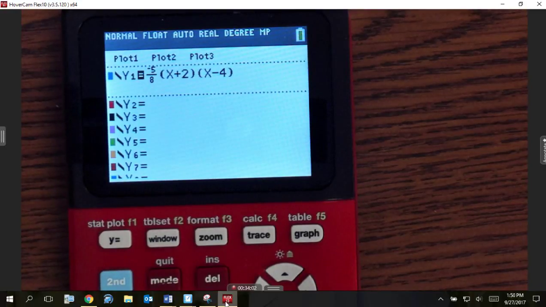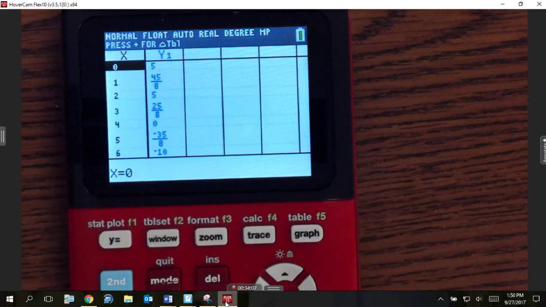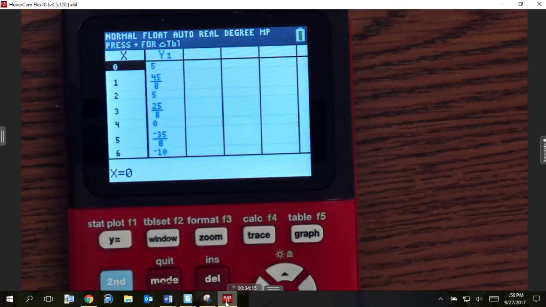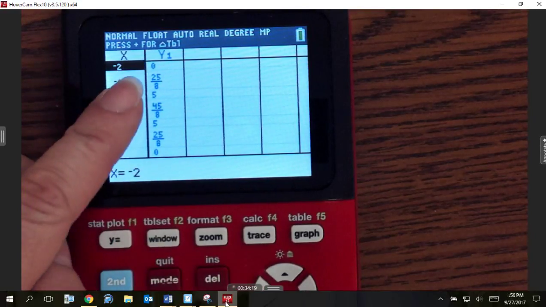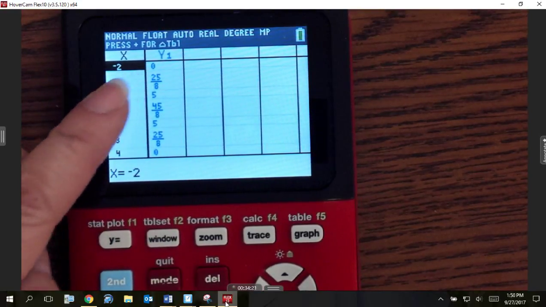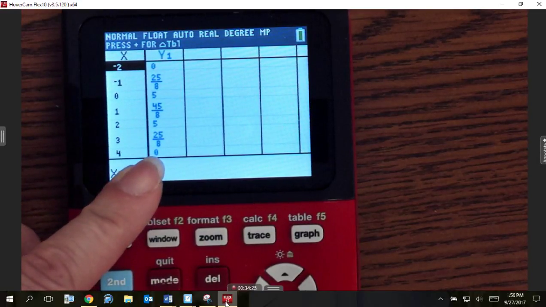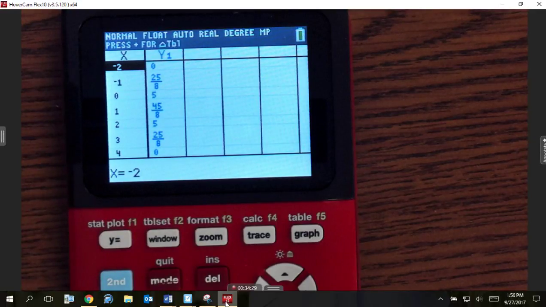So I'm going to just type in my equation in my y equals. Then I'm going to go to my table, and I'm going to look for the ordered pairs which were given to me, which was 2, 5, and then the x-intercepts at -2 and 4. So my x-intercept at -2, 0 is there in my table. The point 2, 5 is there, and then 4, 0 is also there. So I have the right equation.